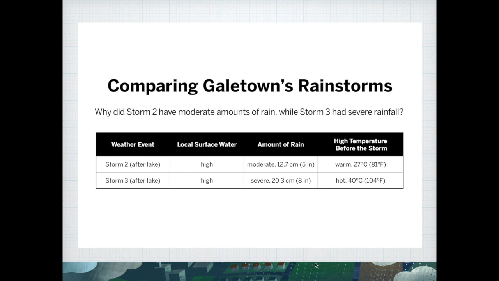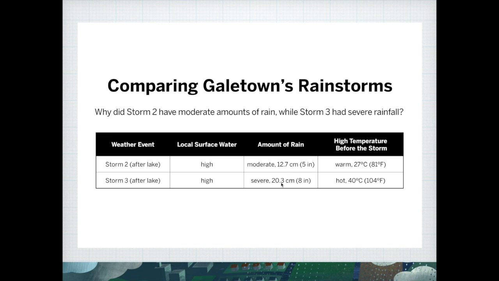Okay, welcome back. So I've taken out the 2 storms that we're referring to, which is storm 2 and 3. And why does storm 2 have a moderate amount of rain while storm 3 had severe rainfall? Let's take a look at what's different. So the amount of rain goes from 12.7 centimeters to 20 centimeters, which is about 75% more.